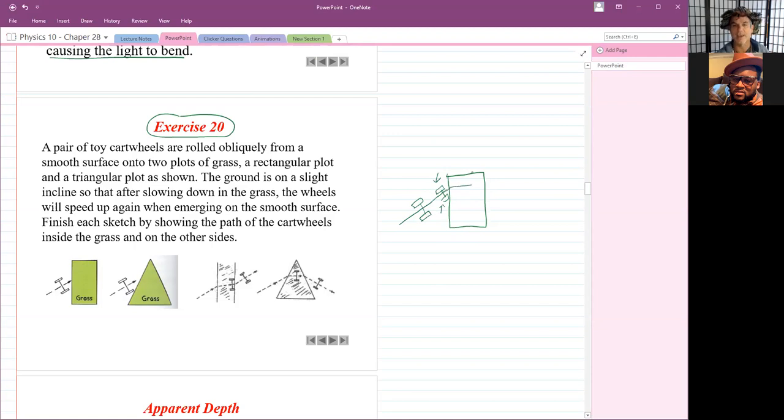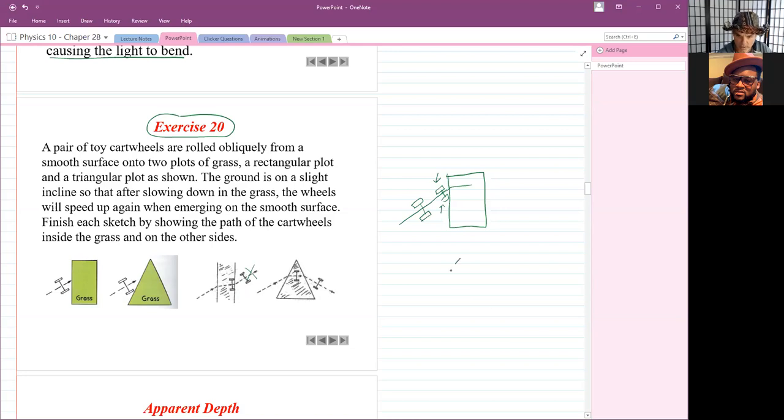Now, one thing that you can't tell is how much it's going to bend. You can only tell the direction it's going to bend. Mathematically, you could solve an equation called Snell's law to figure out exactly how much it bends. You don't need to worry about that. Here, I don't like this drawing. This makes it look like these are hitting at the same time. So this part here, I don't think is correct.